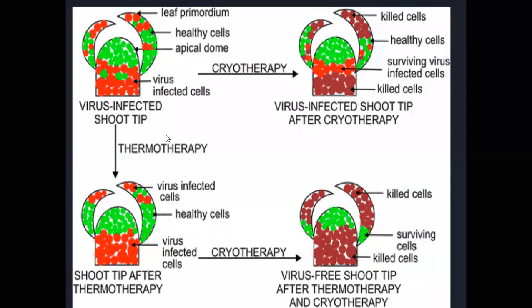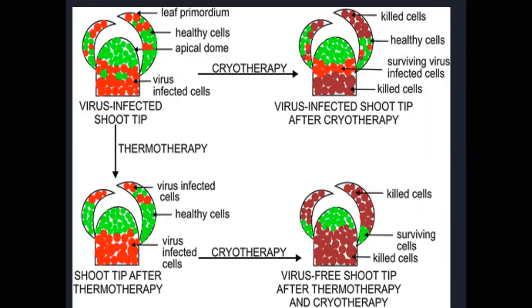virus-free plants. See children, during the tissue culture technique, we select the explant from the shoot tip only. The shoot tip cannot be infected. They are surviving cells, and the surviving cells are selected as an explant. Automatically, we select healthy cells from the plant as an explant, so virus-free plants are automatically produced.